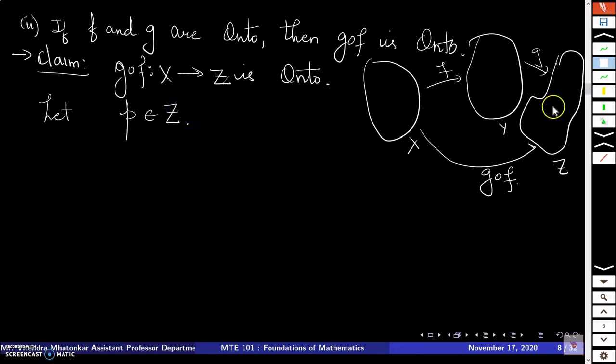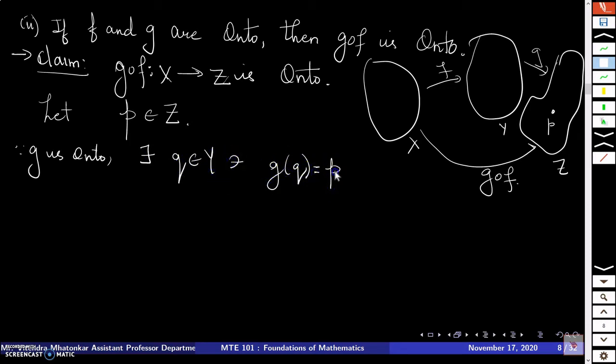So we have a point P inside z here, but G is a map from y to z, and G is given to be onto. So I can find a point in y which is mapped to the point P through the function G, right? So since G is onto, there exists a point Q in y such that G of Q is equal to P. So I can find one point here, that's Q, such that G of Q is P.